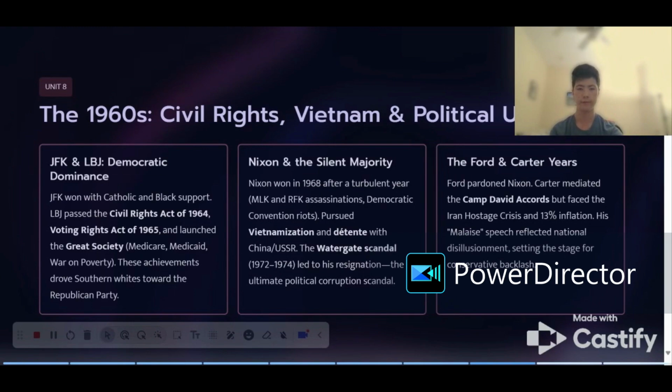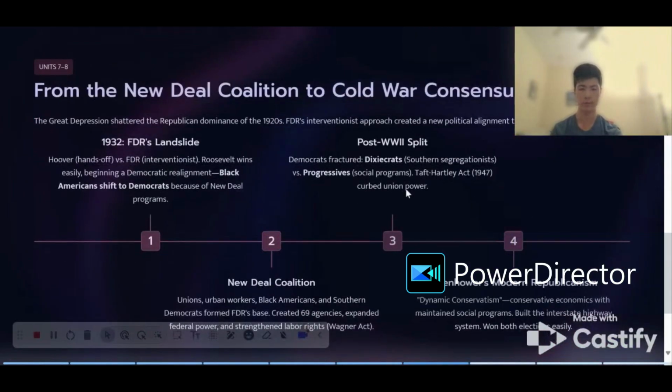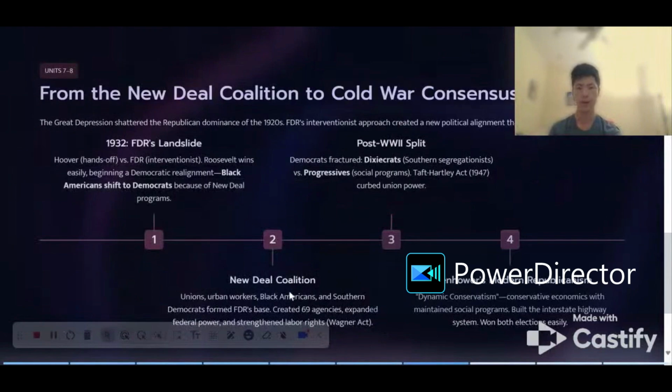Then we get Gerald Ford and the Carter years. Just know, during the Cold War, presidencies go between being militaristic versus diplomatic. Oh, I forgot to mention this. Back here, Woodrow Wilson, Theodore Roosevelt, this is all the imperial era. We're intervening in other countries, and then after World War One, before World War II, we're isolationist.